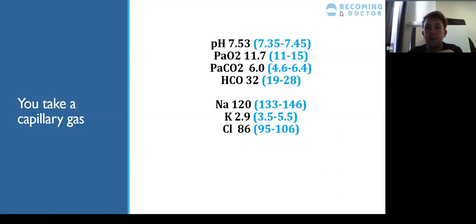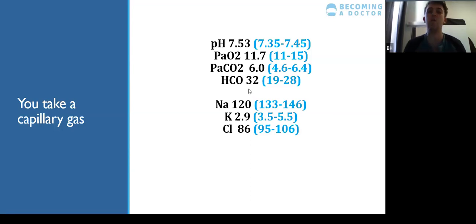So going through the gas, we start with pH. So the pH is high. That means we've got low hydrogen ions, we've got alkalosis, and we need to know, is this respiratory or is this metabolic? So the PCO2 is normal, so it's not low, which you find in respiratory, and the bicarb is high, so that fits in with a metabolic alkalosis.